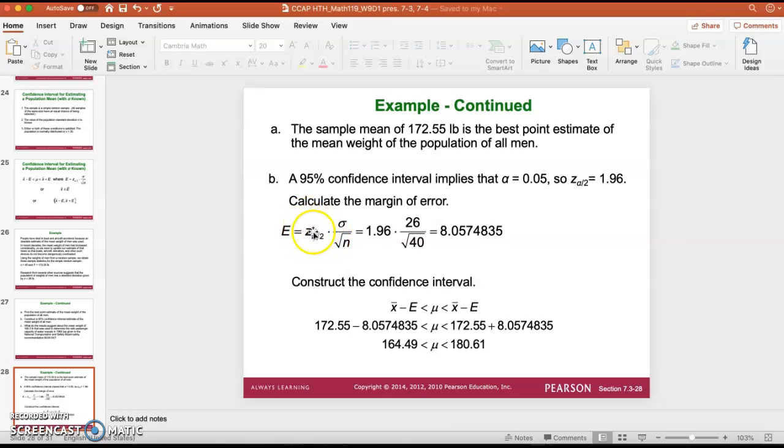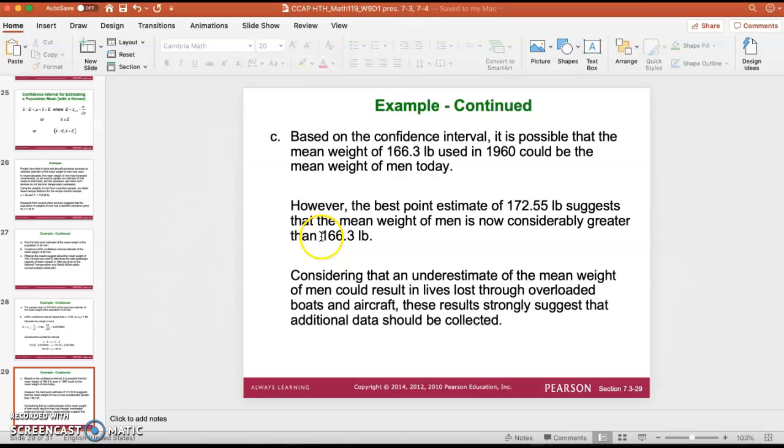Plug everything in to find our margin of error. So 1.96 times 26, that population standard deviation, all divided by the square root of 40 for that sample size. And so our margin of error comes out to about 8.057. Then we plug everything in to figure out what our actual confidence interval is. It looks like our confidence interval lies between 164.49 and 180.61 pounds.